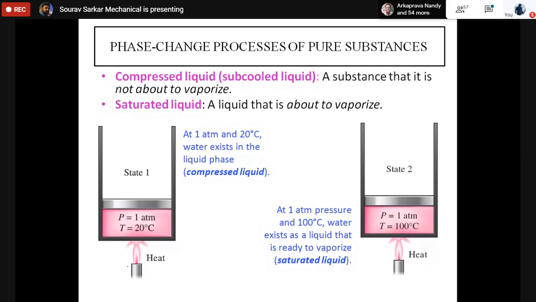Suppose you have a cylinder with a piston, and inside this piston cylinder there is some amount of water, some fixed mass, suppose 1 kg, and the initial pressure of this system is 1 atm and the temperature is 20 degrees Celsius. So one atmospheric pressure and 20 degrees Celsius temperature. This is state 1. Okay, any doubt up to this much?